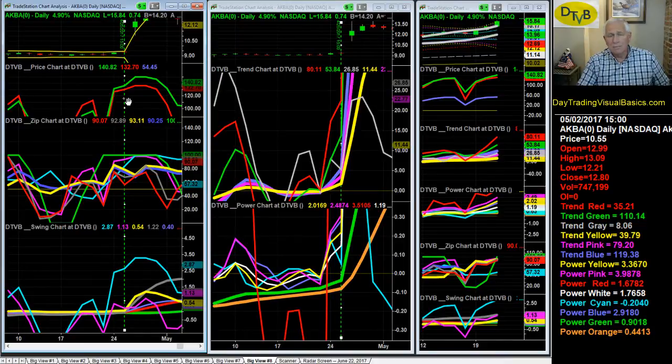one of the oftentimes visible signals of a gap up is when the price green and red are both above 110, and we love to see it when it's above 120, and in this case here we have that. We also like to see zip green at 100, and of course here now we have zip pink that's climbing up, and it's right under zip green.